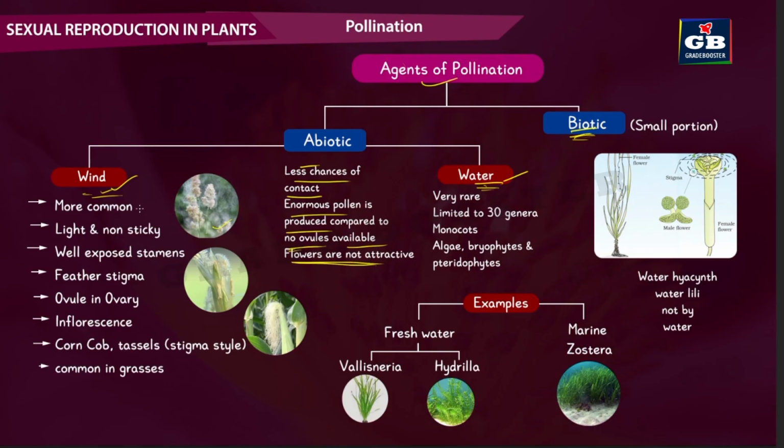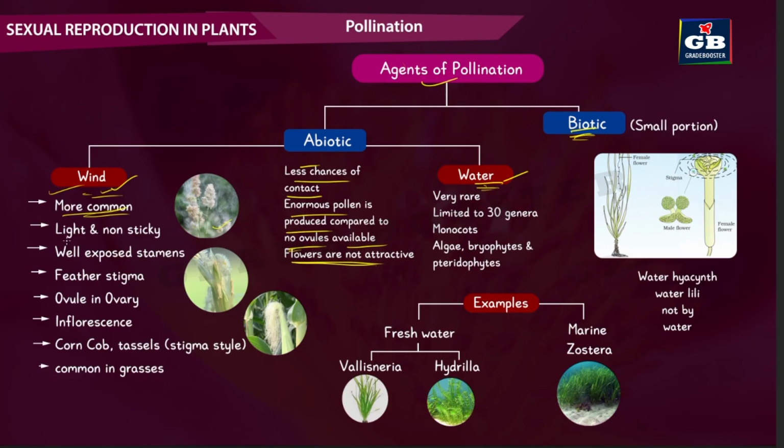Now let us see pollination by wind. This is the most common type compared to water. Most of the pollination is done by the wind when we compare wind and water. In case of water, it is very rare. Only in case of a few plants, the pollination will be done by water.